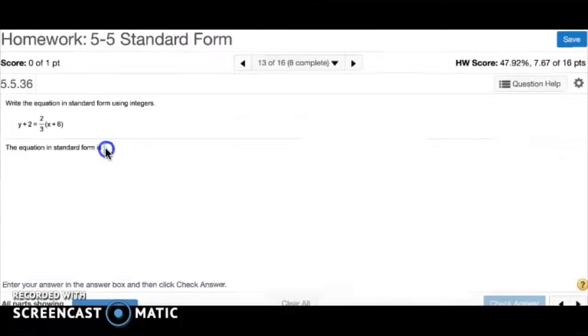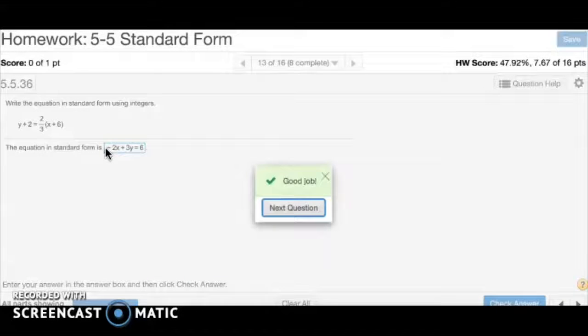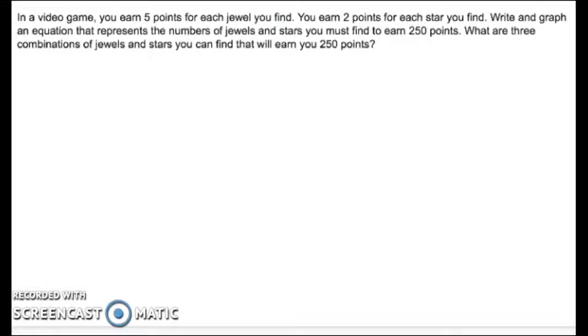So let's type that in. So negative 2x plus 3y equals 6. And that's number 13.